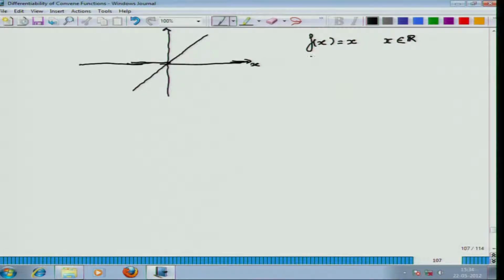Now, if I say h x equal to f of x plus 2, then you add 2 to all of these, and so the whole line gets shifted. So, this is your f x and this is your f x plus 2. So, this is a linear function and this is an affine function.